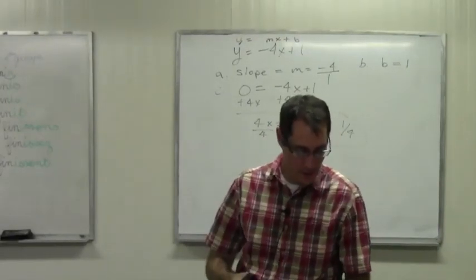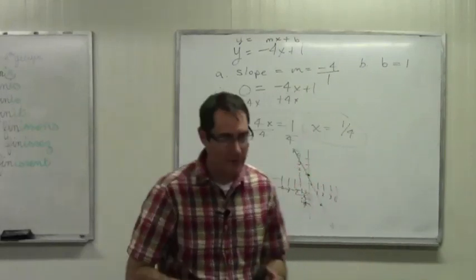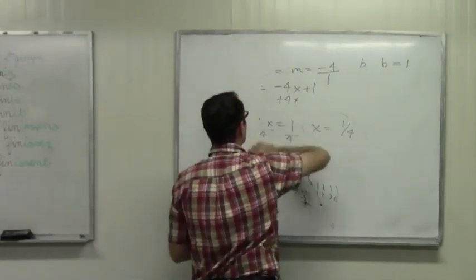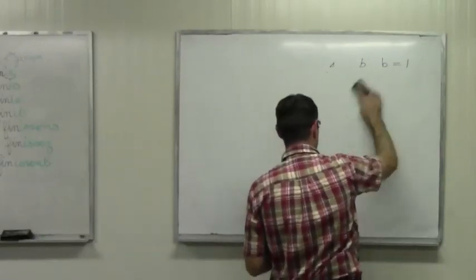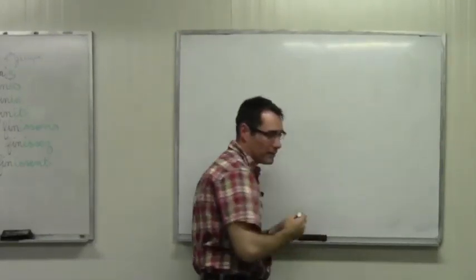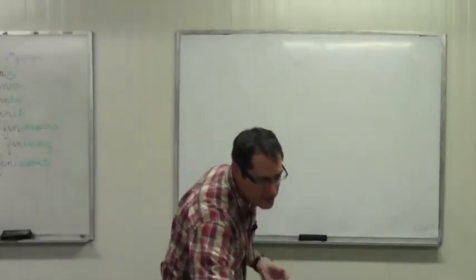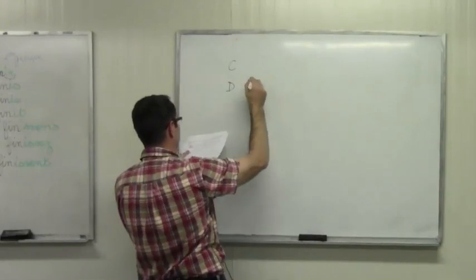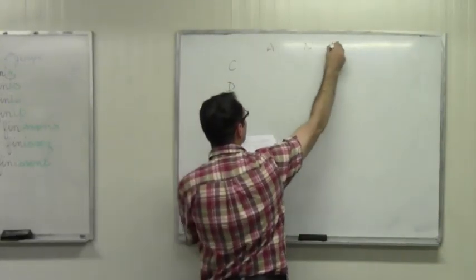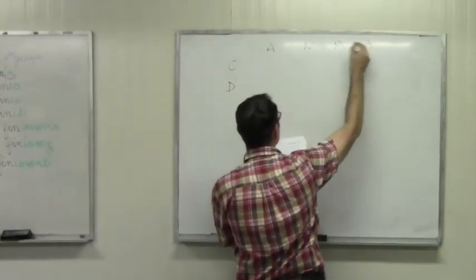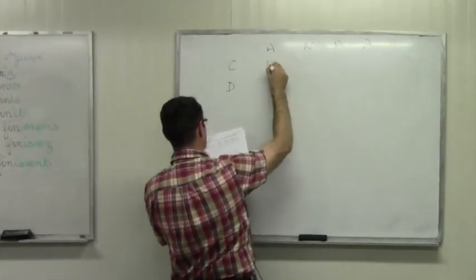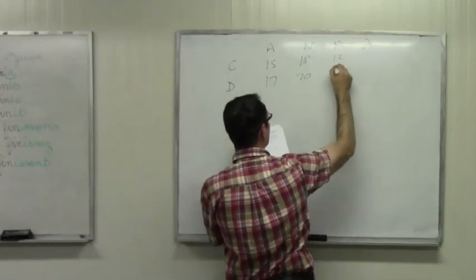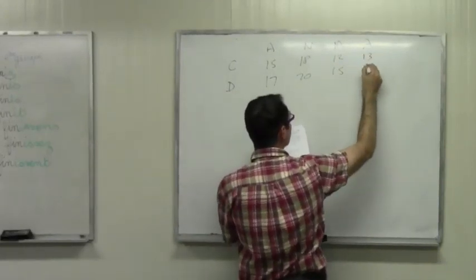All right. Now we get into some probability ones. These ones tend to confuse some people, too. Let me quickly draw the little chart here. We've got cats and dogs, and we've got Army, Navy, Marine Corps, and Air Force. And we've got 15, 17, 18, 20, 12, 15, and 13, 13.